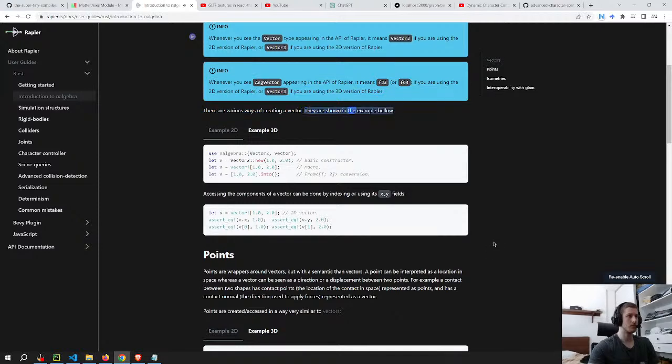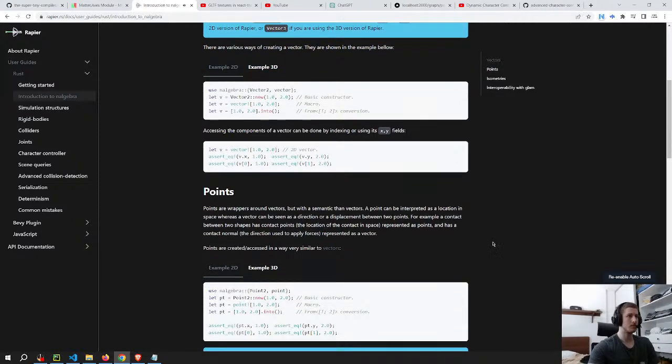There are various ways of creating a vector. They are shown in the example below. Example 2D. Example 3D. use nalgebra::Vector2; let v = Vector2::new(1.0, 2.0); // basic constructor. let v = vector![1.0, 2.0]; // macro. let v = [1.0, 2.0].into(); // From<[T; 2]> conversion.